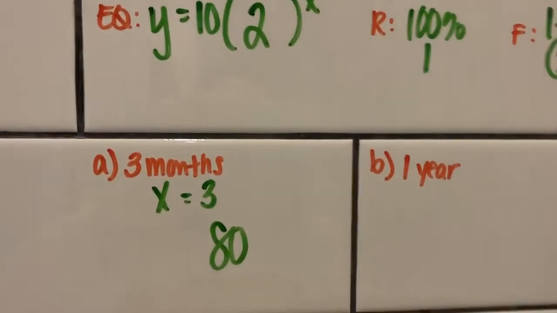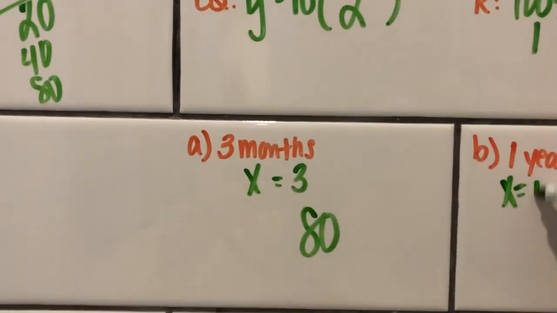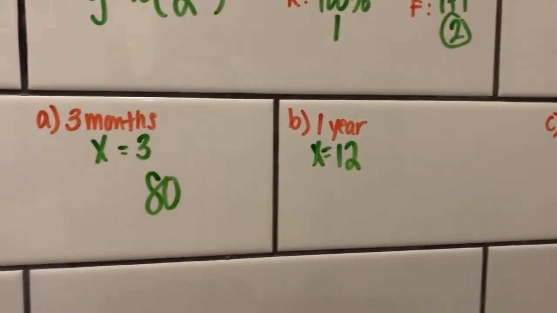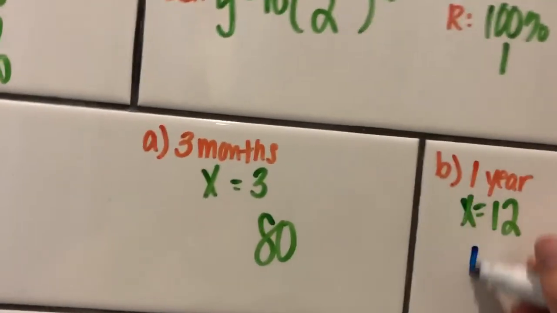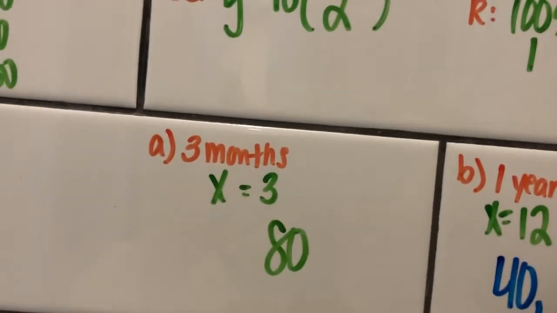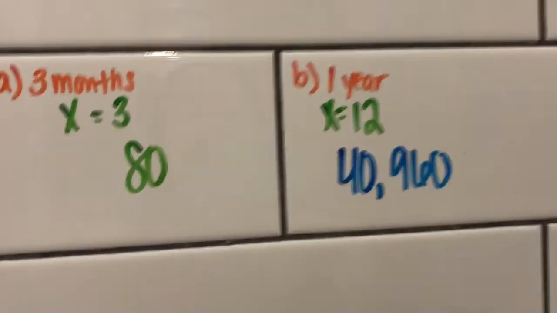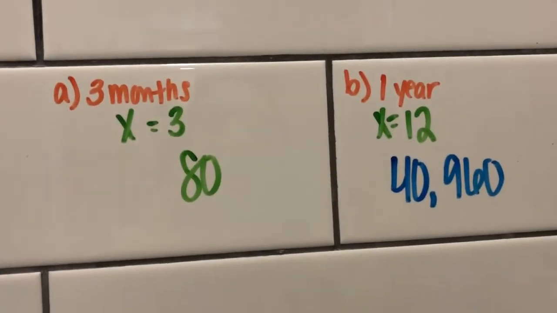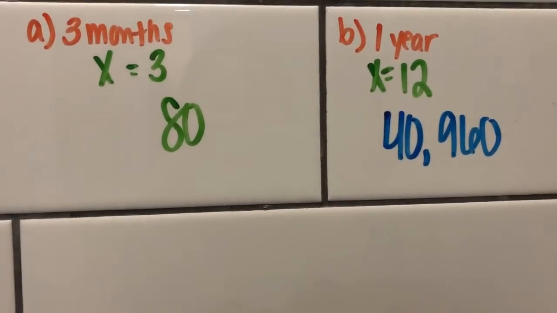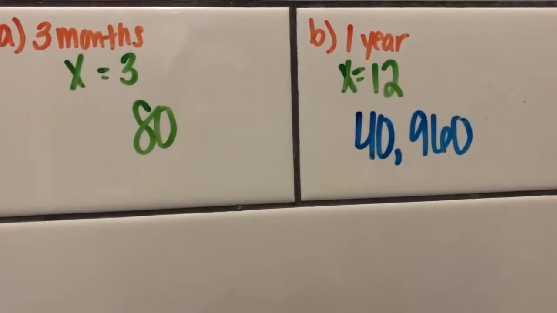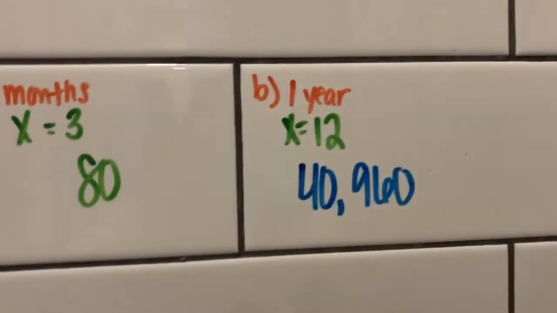So for 1 year, how many months can fit into 1 year? Well, 12 of them can. So my X is going to be 12. And when I plug that into my calculator, I end up with 40,960. And again, you're going to do 2 to the power of 12, and then you're going to hit equals and push times 10. Again, I'll put a screen recording of how I'm doing that on my calculator so you can figure it out on yours.